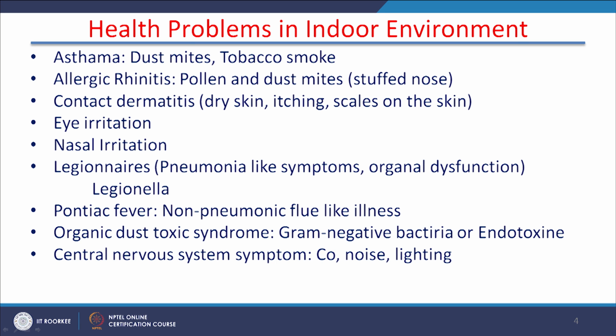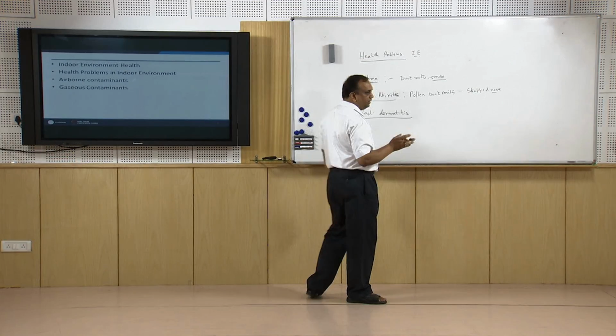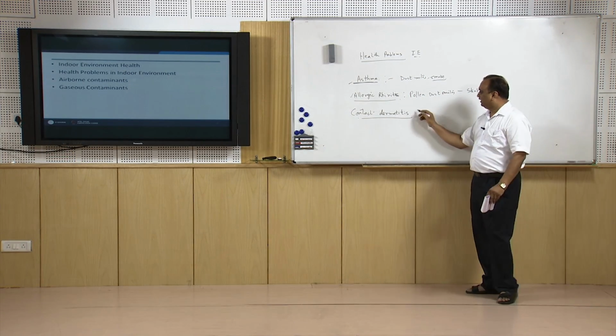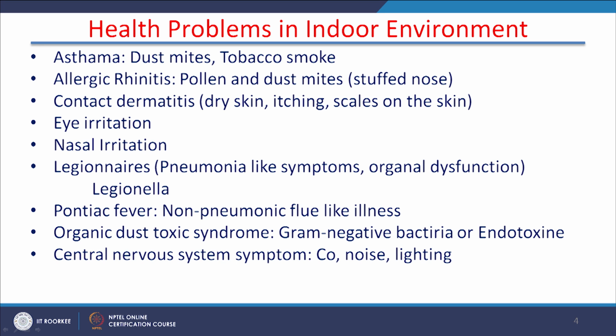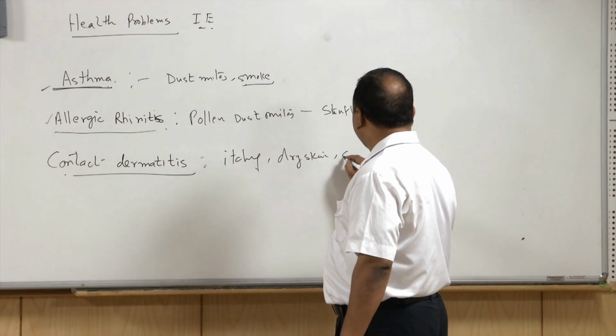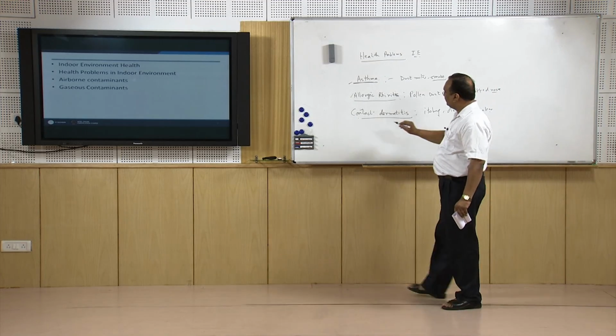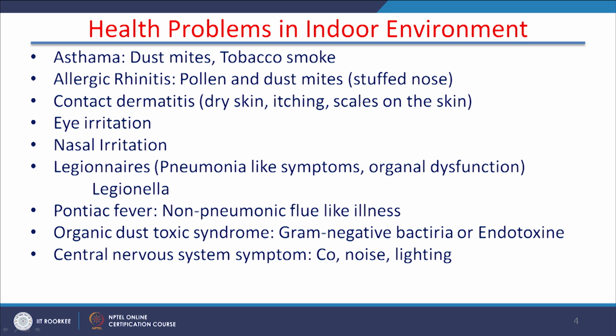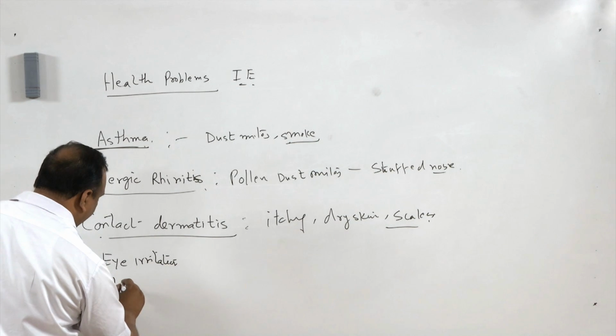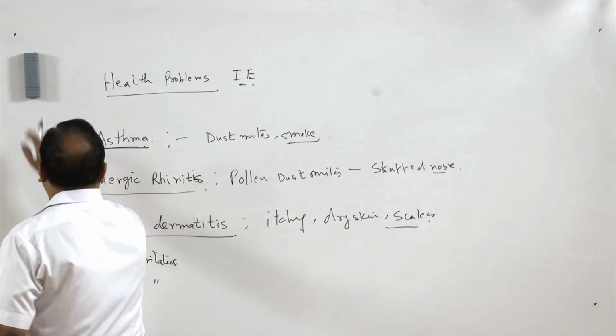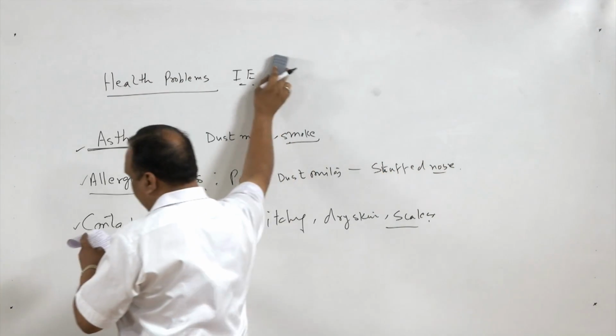Now, the third one is contact dermatitis. In this disease there is dry skin and itching, and scales are formed on the skin. So this type of disease also may take place if the indoor environment is not healthy. In addition to this, there is eye irritation and nasal irritation.